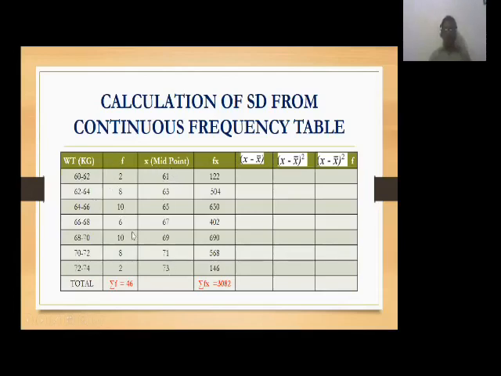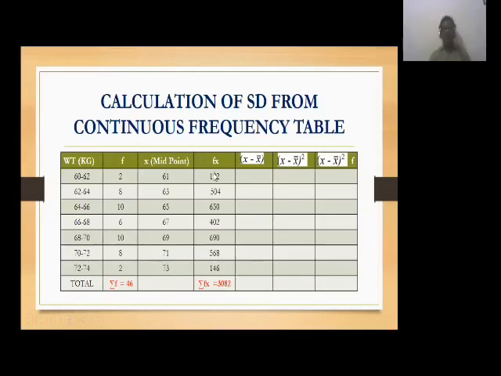Already we have f, the frequency, and we have to find x for this table. The x is the midpoint. So for 60 to 62 the midpoint is 61. Then 62 to 64, add, 126 divided by 2, 63. Likewise the midpoints are 65, 67, 69, 71, then 73. So now we found x, the midpoint.